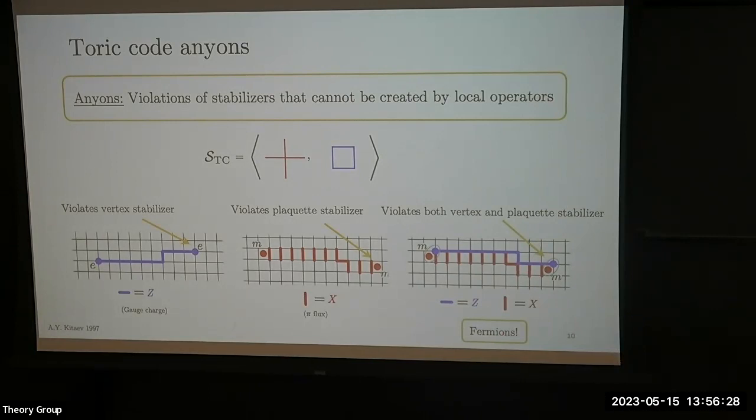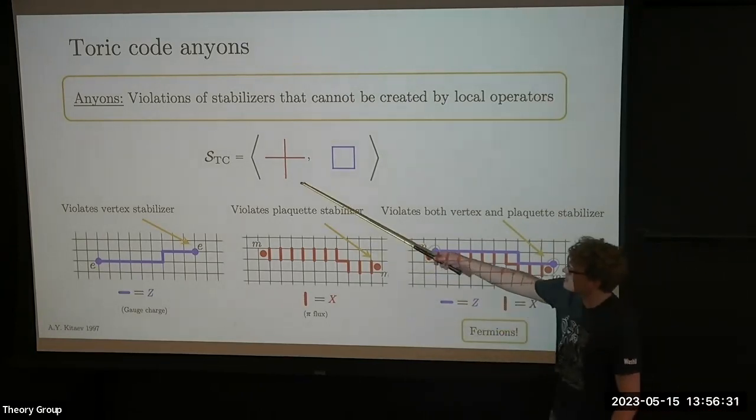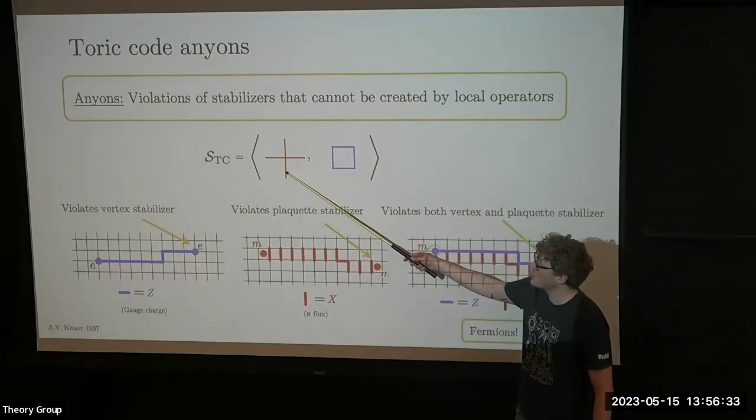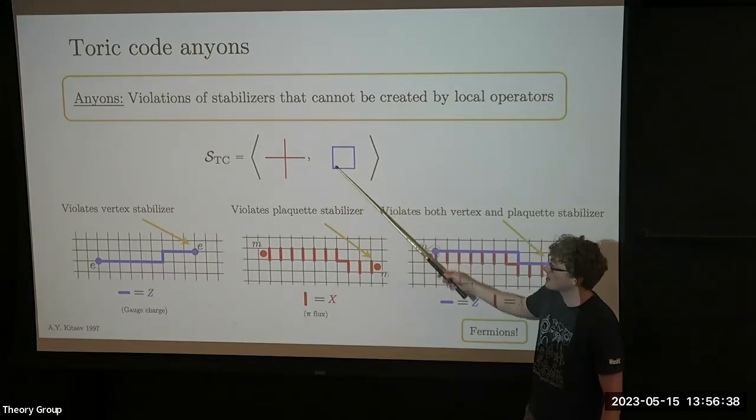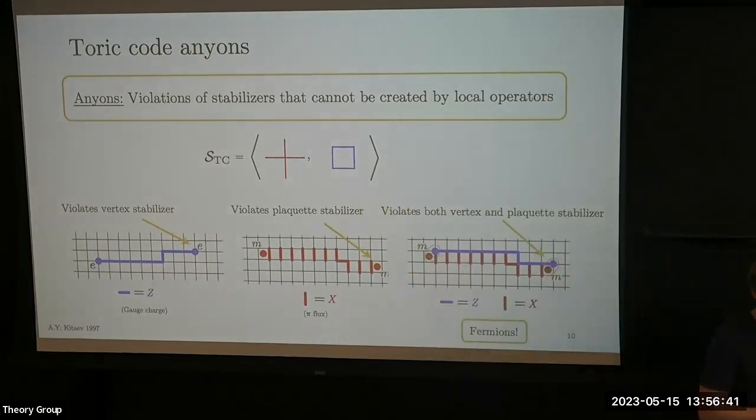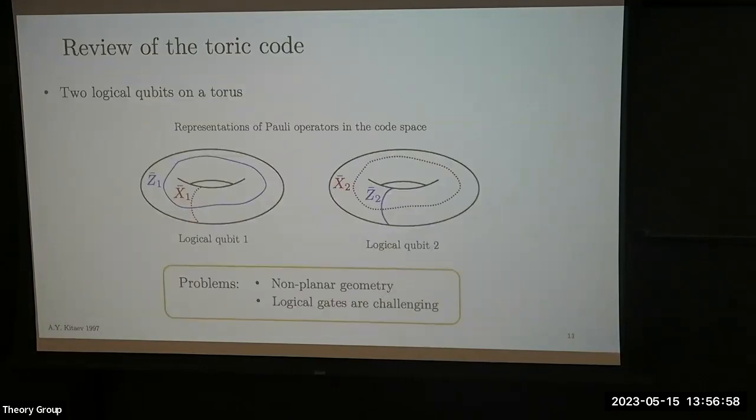One thing to notice is that the vertex stabilizer itself can be interpreted as a small loop of M string operator. And the plaquette stabilizer can be interpreted as a small loop of E string operator. Now, if we put our system on a torus, you might ask, what happens to the loops along non-trivial cycles? Those commute with all the stabilizers, but are not themselves generated by the stabilizer group. That means they act non-trivially within this code space. They represent our logical operators.